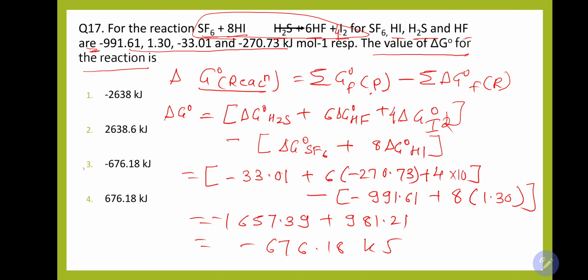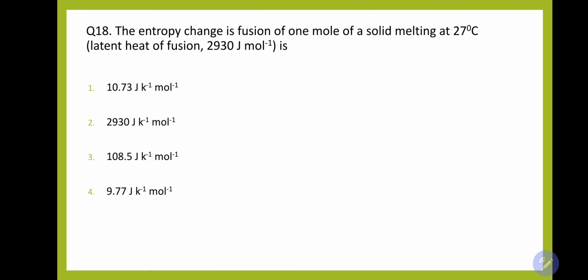Okay, let's move to the next question. My next question is the entropy change in fusion of 1 mole. Okay, what is the entropy change? It is the fusion of 1 mole of solid melting. That is fusion. Fusion is conversion of solid to the liquid. Fusion of 1 mole of solid melting at 27 degrees Celsius, and latent heat of fusion is given to you.